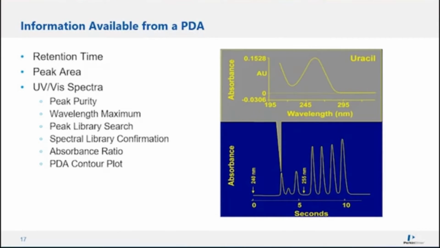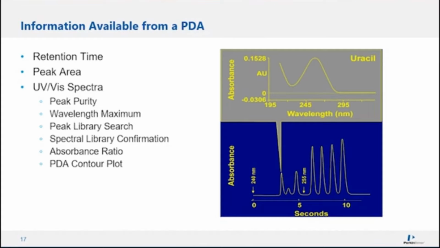The PDA offers up a valuable trove of information. So far, all the techniques discussed will give us a retention time and peak area, but the UV-Vis spectra that we get at a given point, like the one shown here above this chromatogram, allow for a host of other information that we can utilize.